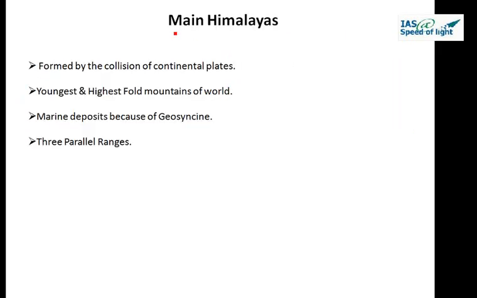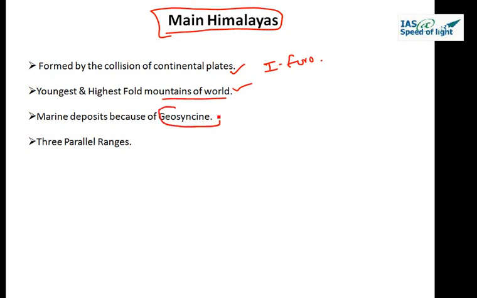Now we will talk about the main Himalayas. Remember, the main Himalayas were formed on the boundary of the Indian-Eurasian plates. So they were formed by the collision of two continental plates. These are the youngest and the highest fold mountains of the world. We have marine deposits, which is because of the process known as the geosyncline. We all know that when two plates collide, we also see the folding of the geosyncline valley. So we see the marine deposits, meaning ocean deposits, which are found on the Himalayas.